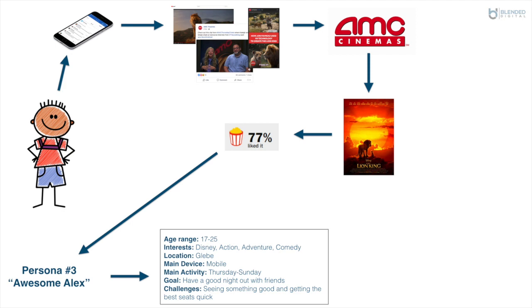So his age range is between 17 and 25. His interests include Disney, action, adventure, comedy. His location is Glebe. His main device is mobile. The main activity he showed when looking on the website was between Thursday and Sunday, to go see a movie, and that takes into account that activity. Also, they classify his goal as having a good night out with friends, as most people of that age group do. And the challenges he finds are seeing something good at the theatre and getting the best seats quickly, not only for himself but for his friends as well.